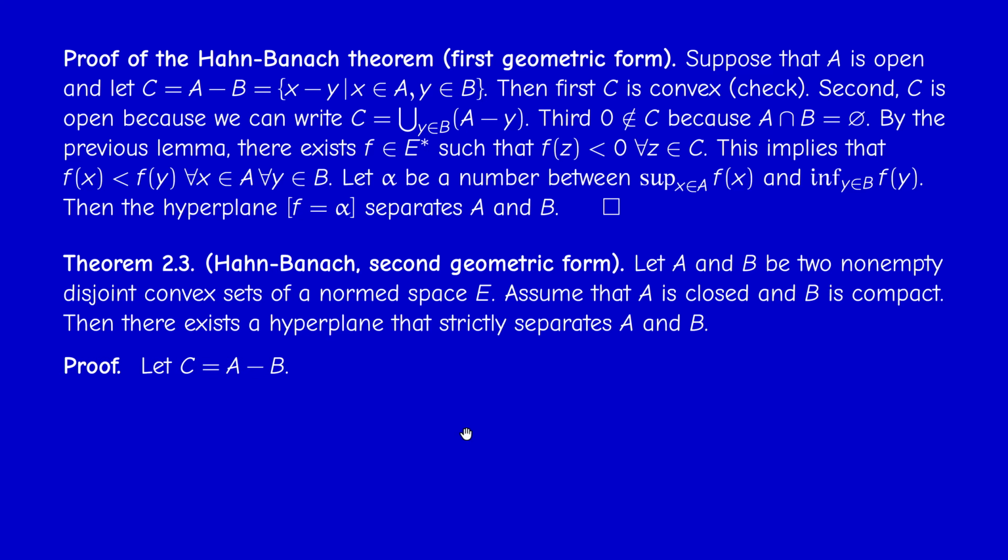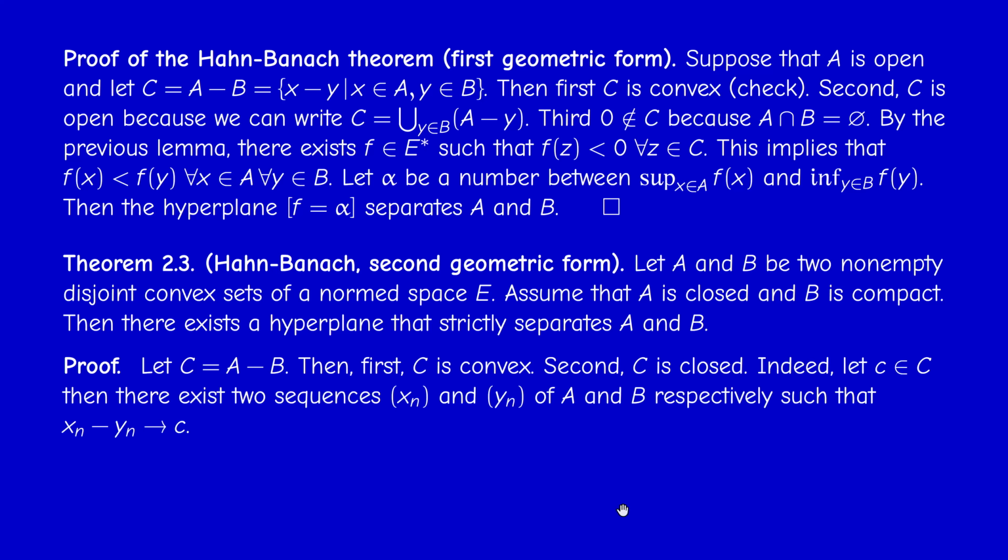So let us prove this. We set as before C equal A minus B. Then, as we know, C is convex. And second thing, C is closed now. How do you prove that it's closed? It's an easy exercise in topology that you probably encountered, but let us do the proof anyway.